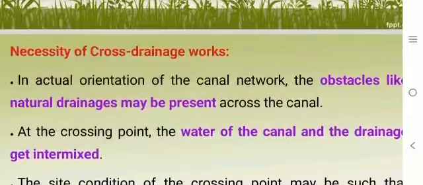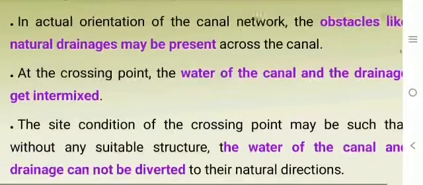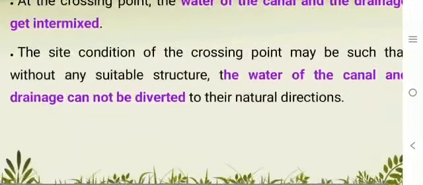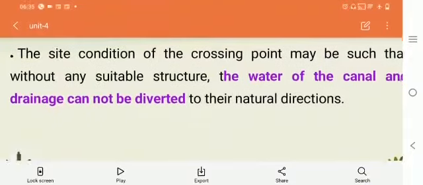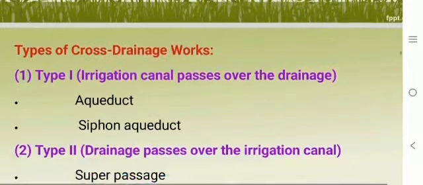Necessity of cross drainage works. In the actual orientation of the canal network, obstacles like natural drainage may be present across the channel. At the crossing point, the water of the canal and the drainage get intermixed. The site condition of the crossing point may be such that without any suitable structure, the water of the canal and drainage cannot be diverted to their natural directions.